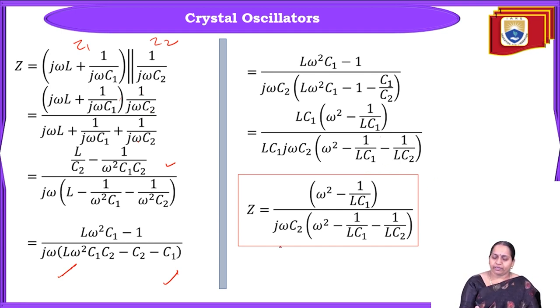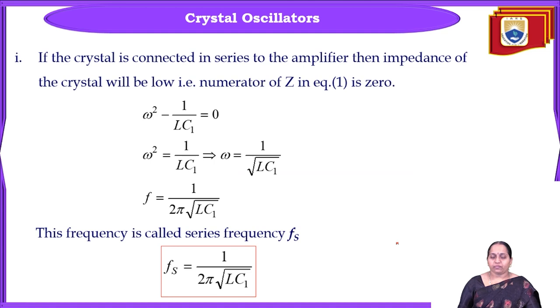So on the whole, Z can be written as: L C1, L C1 getting cancelled, you are left with omega square minus 1 by L C1, by j omega C2 into omega square minus 1 by L C1 minus 1 by L C2. So this is the overall impedance of a crystal. Now, you have different cases.